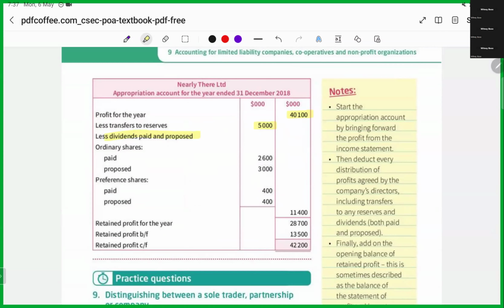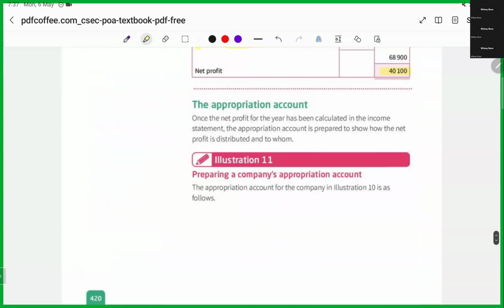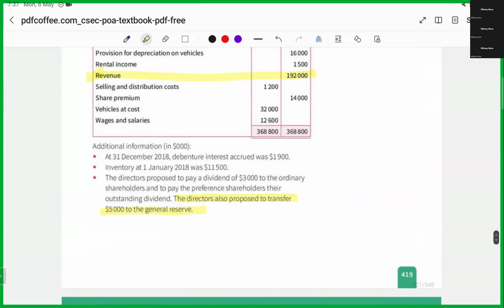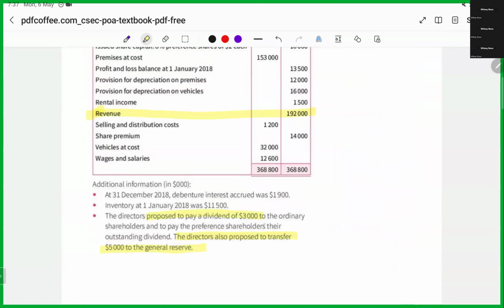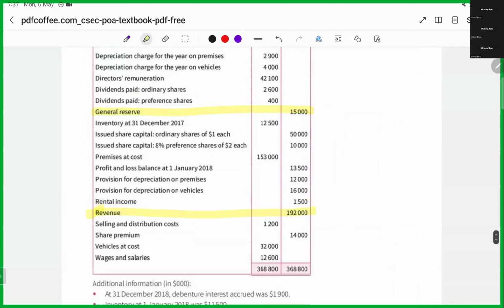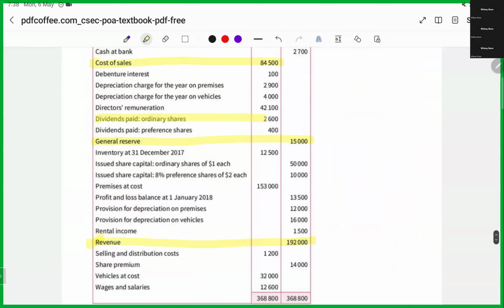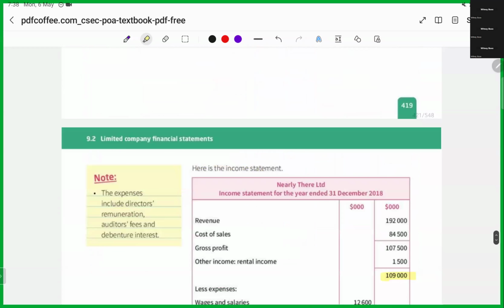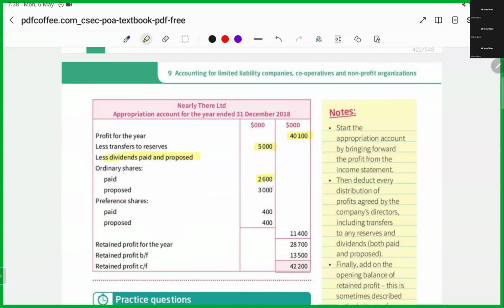It means the directors come out and say, we're paying this for the year, but they haven't paid it as yet. So ordinary shares paid 2,600. Let's see where we get these from. Go back up. Here, directors propose to pay ordinary dividend of 3,000. So we know where the proposed 3,000 is coming from. Let's find the paid amount. Dividends paid ordinary shares 2,600. See, that's where we got it from. So we saw the paid of 2,600 and the proposed of 3,000 in the notes.